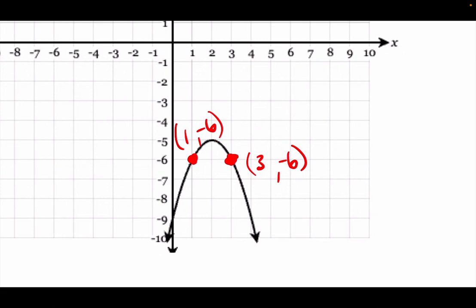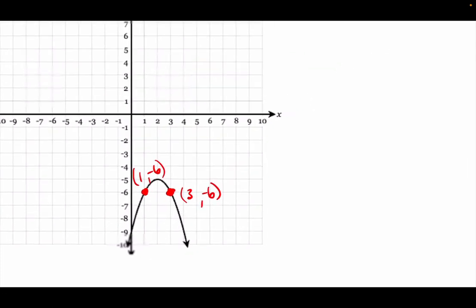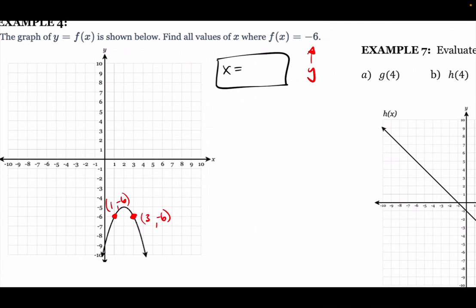Yeah, for sure. Okay. All right, so what is my answer? What is x equal to? 1 or 3. Both, right? So I put 1 box for 1, 1 box for 3, because there's 2. It touches the graph in 2 spots, not just 1. Okay. That's how to do a graph.